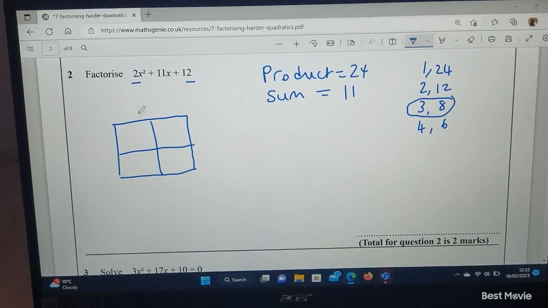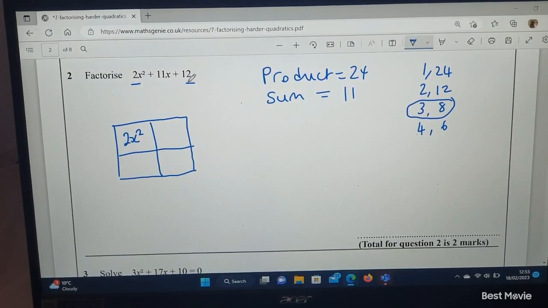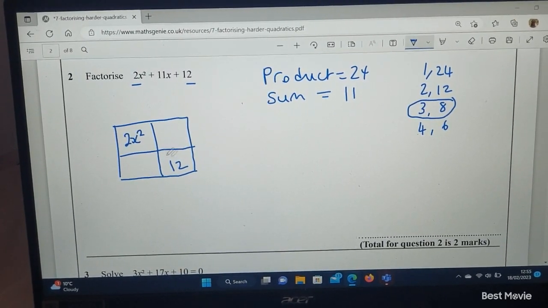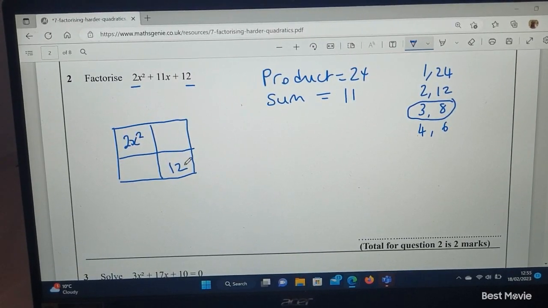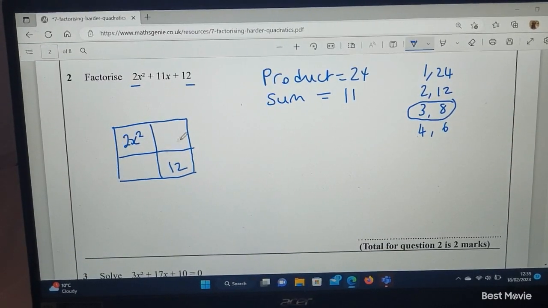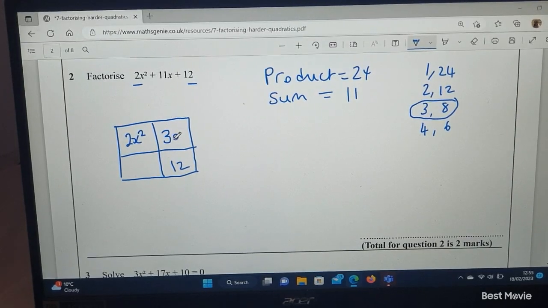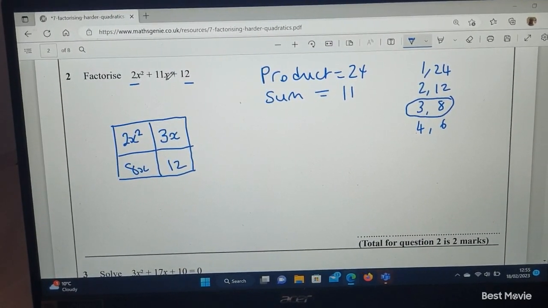So for 2x squared, my x squared must go in here, and then the number that doesn't have an x or an x squared will go in here. So always these two positions are taken up by the x squared and then the number that hasn't got an x or x squared. And then my pair of numbers will go in this box, so 3 and 8, but this must be 3x and 8x because I want to get to 11x.